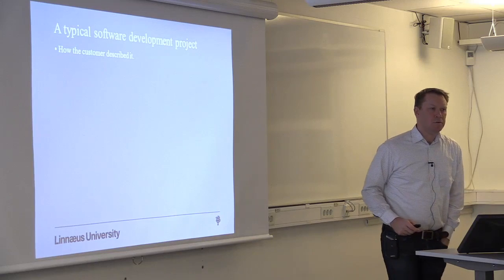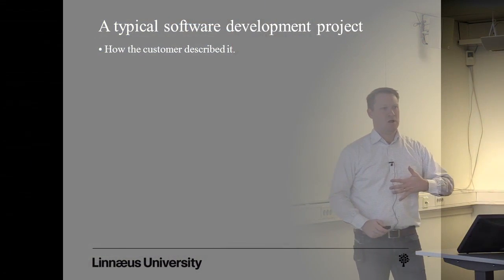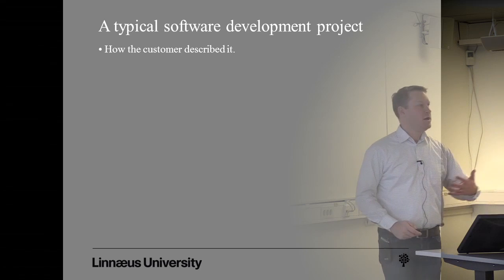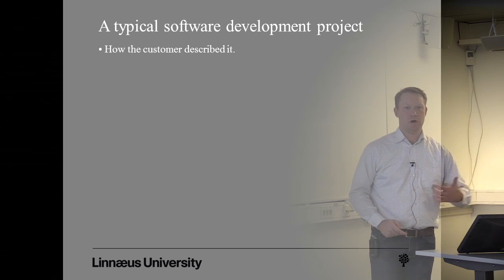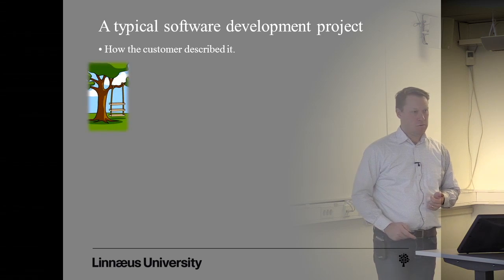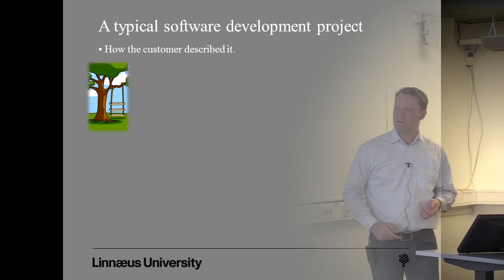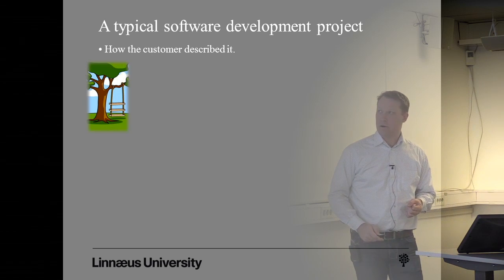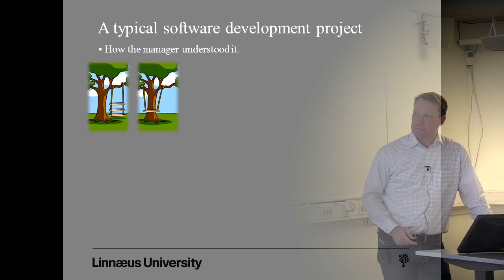And this is a cartoon that maybe some of you have seen. It's just to illustrate the communication in a development project. We start with finding out the problem, and we look at how the customer described the system they wanted us to develop. This is their presentation of the problem. This is a swing, a slightly improved swing with the possibility to put 3 people on it, I guess. And this is how the manager understood it. As you can see, it's similar, but definitely not the same.